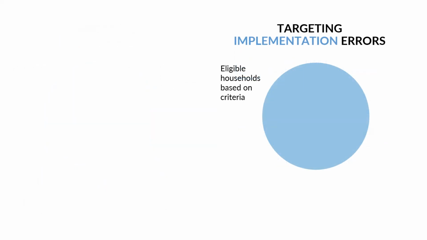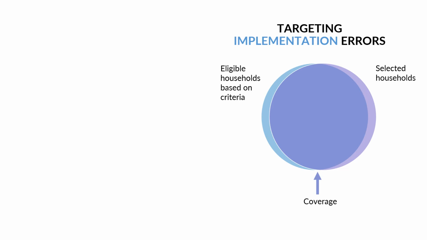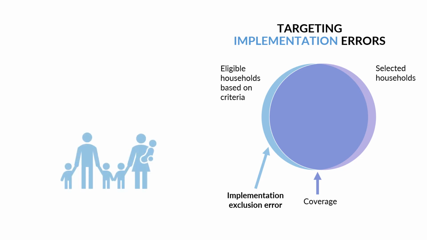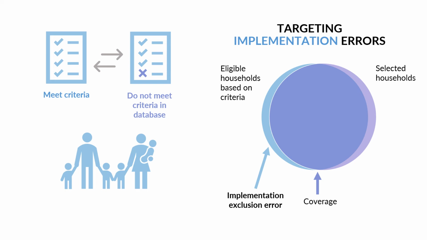In the implementation stage, the eligible households based on criteria will not always align with selected households. An implementation exclusion error is the proportion of the affected population who meet the defined eligibility criteria but do not receive assistance. For example, a household who are not included in assistance despite meeting the criteria because of incorrect or out-of-date demographic information. This type of error could possibly be addressed through the appeals process.